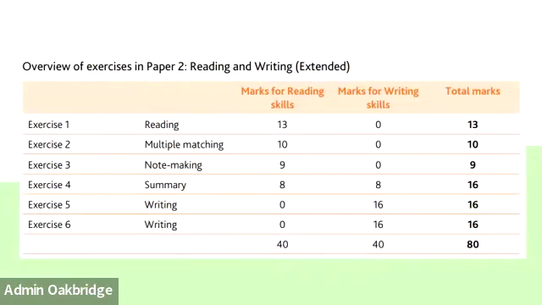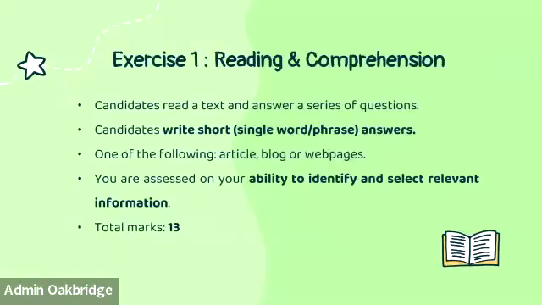Exercise 5 is a writing task where you write an email, so the marks for writing are 16. And then the last one, exercise 6, is the formal writing where you write either a report, a review or an article. So you will get another 16 for your writing skills. So the overall marks for Paper 2 will be 80. Now, without any further delay, let's start with the first exercise in Paper 2.